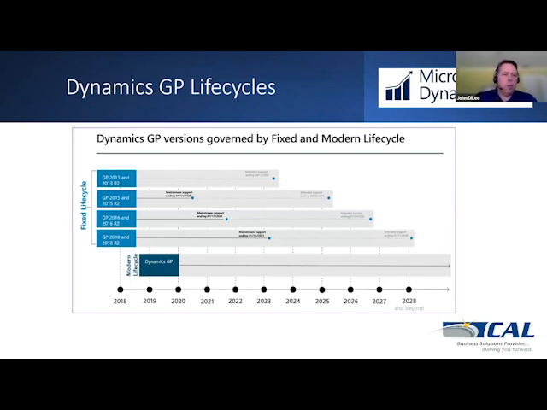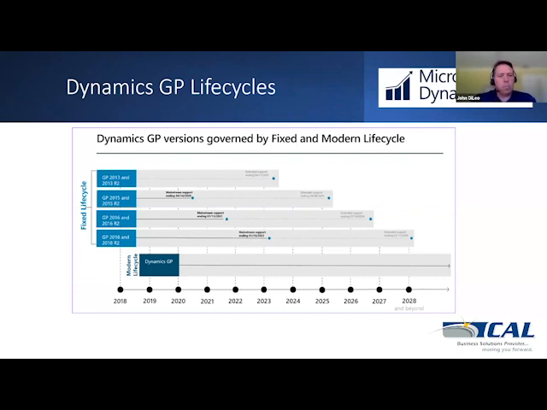So GP's modern lifecycle. If you're on GP 2013, 15, 16, or 18, you're not considered in the modern lifecycle. You're in a fixed lifecycle. That means that you are in most cases out of mainstream support with Microsoft, which just means that you're not getting any tax updates. So if you were running payroll on one of those versions, you'd be in trouble, right? Outside of that, regulatory updates for 1099 reporting, things of that nature, are no longer going to happen for those versions.